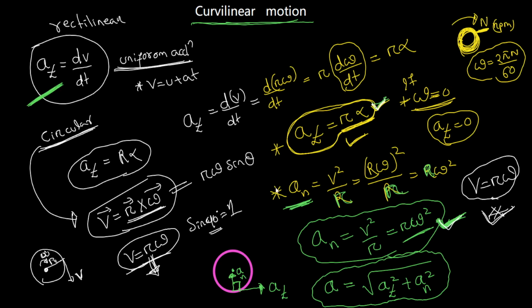Since we have started the discussion of circular motion, let's complete the circular motion. Then we will discuss the terms related to curvilinear motion, like angular velocity, angular displacement, angular acceleration, and the equations of motion in case of curvilinear motion. Before that, I'm drawing a diagram.